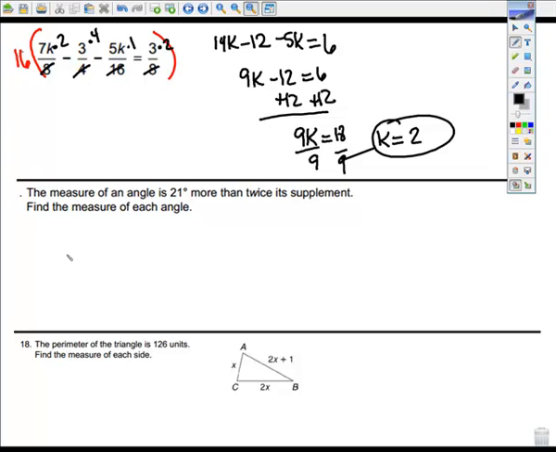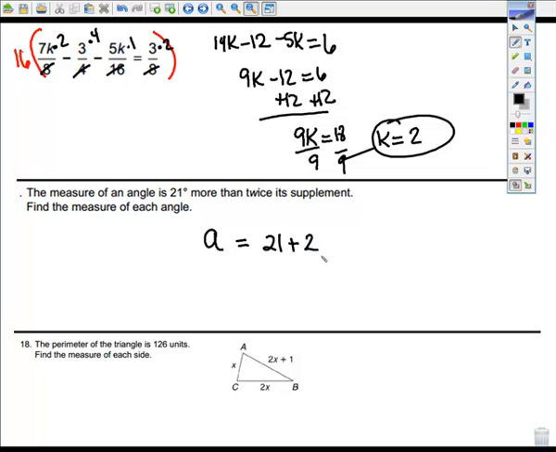Okay, now we have a couple application problems. The measure of an angle is 21 degrees more than twice its supplement. We have to think about that. So I'm going to say the measure of an angle, I'm just going to call it A, is 21 more than twice its supplement.